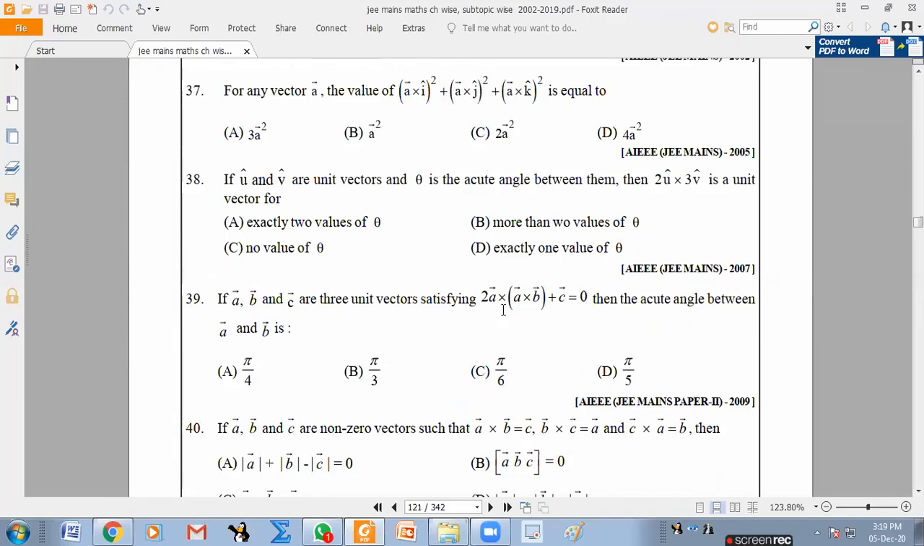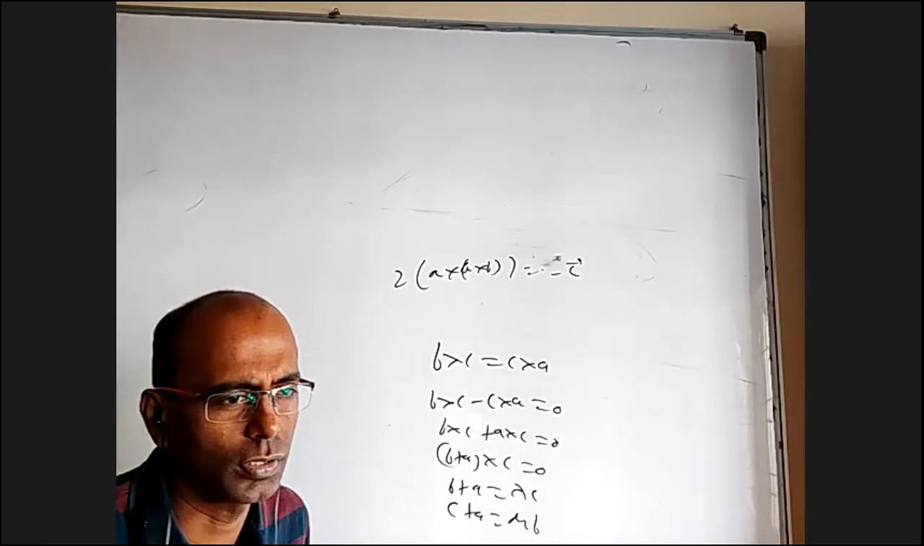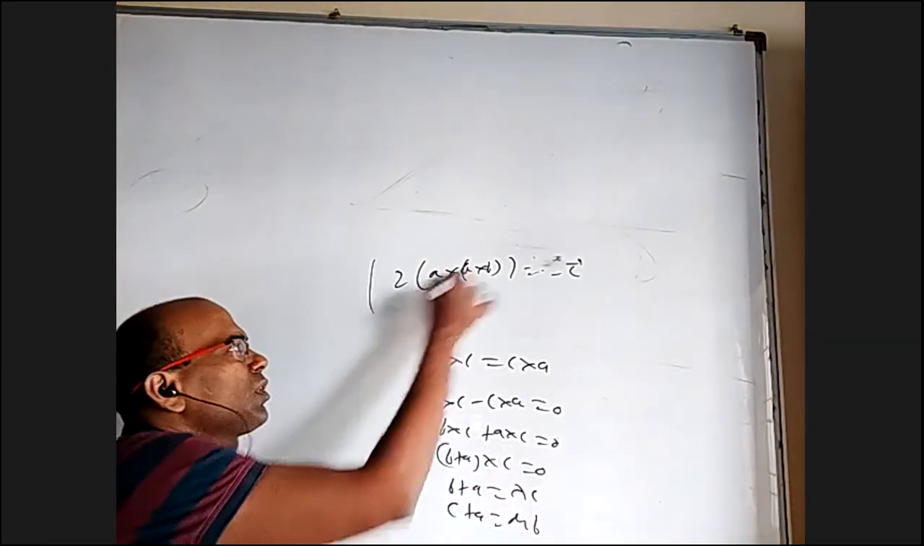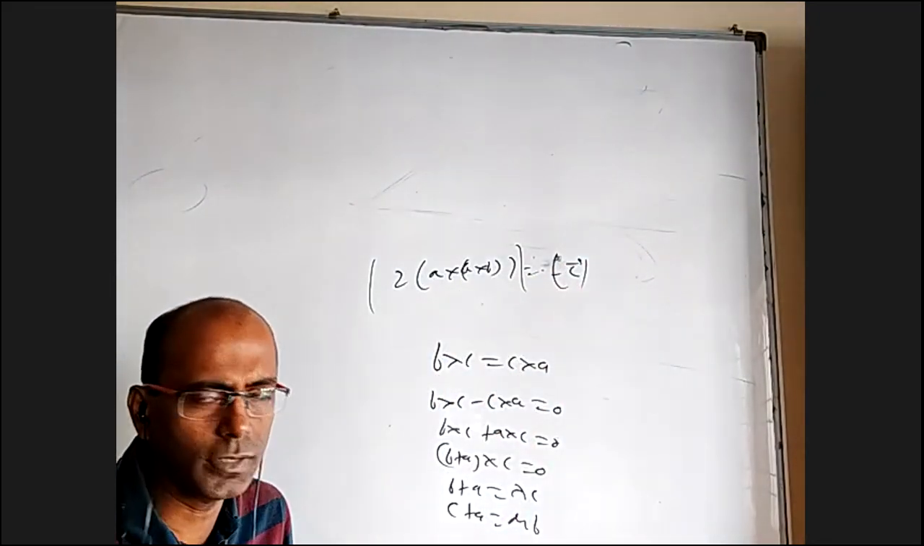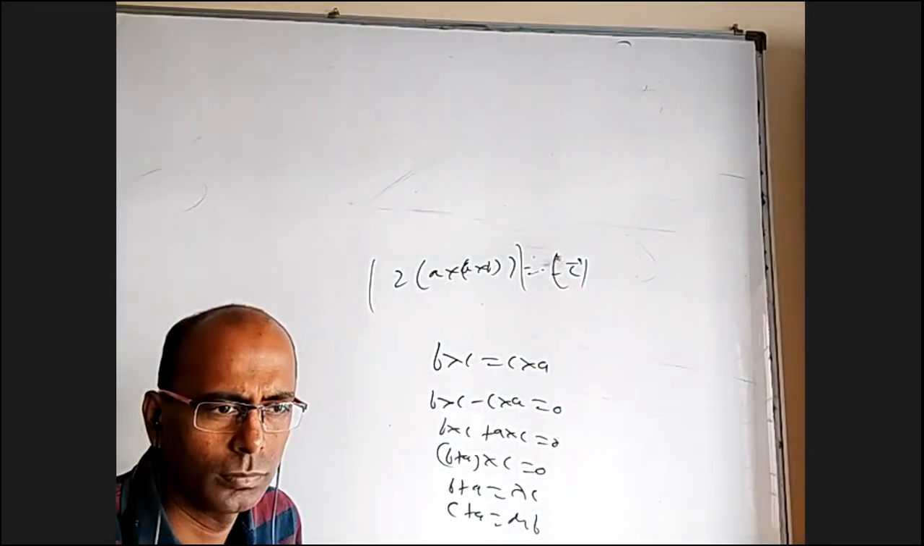I think this 39th question, even if you know the formula of A cross B, it is not necessary to use it, right? Yes, sir. 2 into A cross B equals C. This is equal to minus C. The reason I kept this question here, not later where vector triple product is taught, is that we don't need to use it. We apply mod on both sides, directly you will get the angle between A and B. Isn't it?